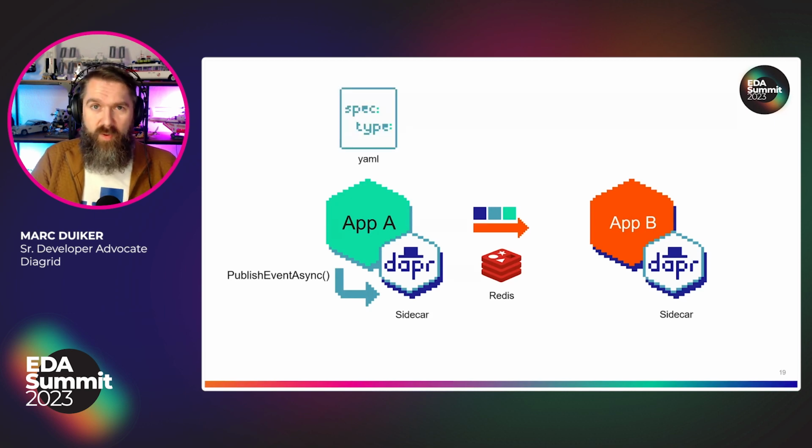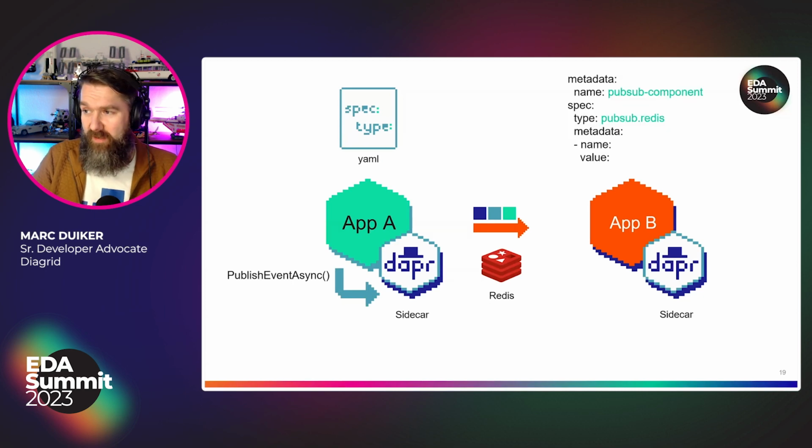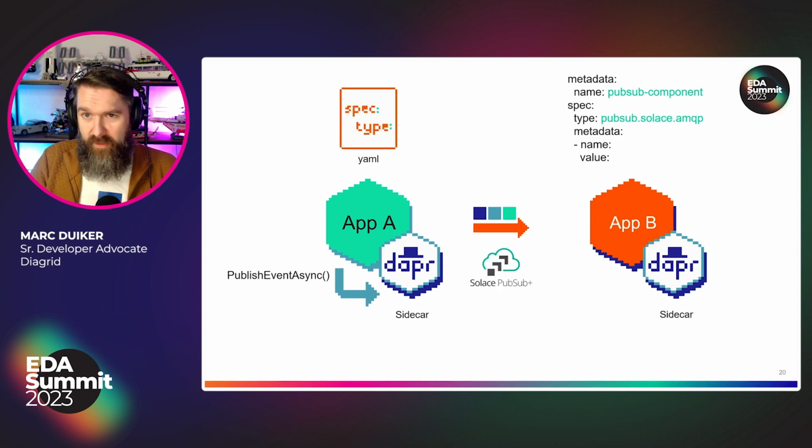And that's done via a component file, let's say a YAML file. In that YAML file, there's a name, and that name is used in the application. And there's also a type and some metadata about the underlying implementation of the component. So now we're using Redis. Let's say we're doing that locally, but now we're moving into the cloud, into production. Then we only need to switch out the YAML file, and we can use something like Solace PubSub+ Cloud. So the application code stays exactly the same.